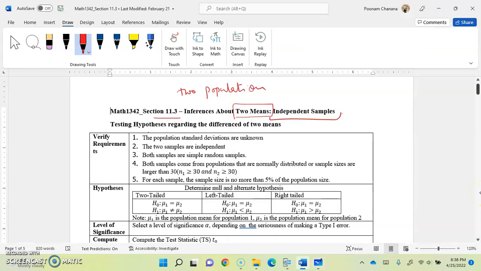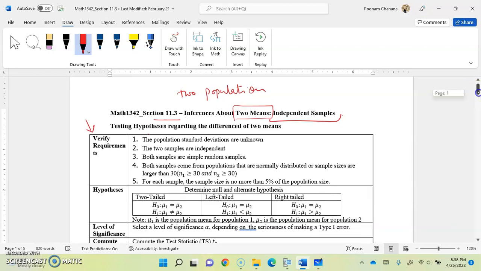What happens then? So here on the first page are all the basic steps as we go. They are similar to all the testing going on. First, we check the requirements. Let's go over the requirements. The population standard deviations are unknown. So for the populations from which the data is taken, we do not know the standard deviation. The two samples are independent. So this one works when they are independent. The last method worked when they were dependent.